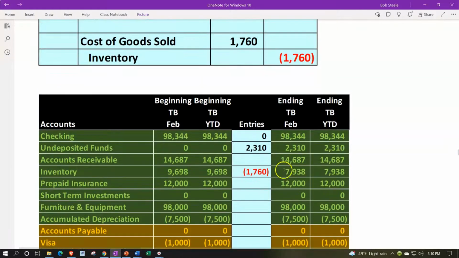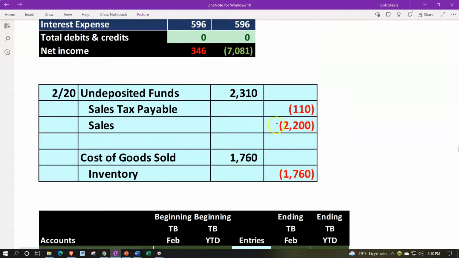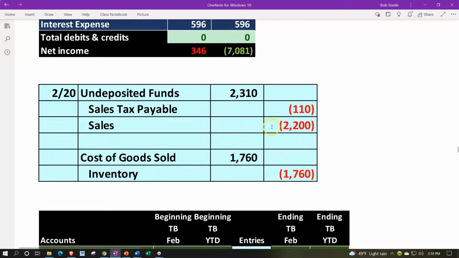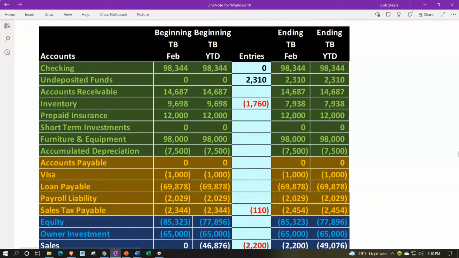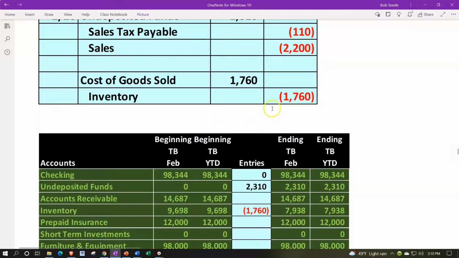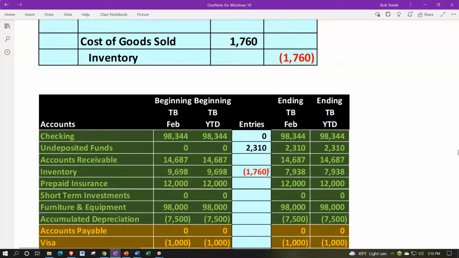So this would be saying that undeposited funds is going up. The other side going to sales is going up down here. We see then the sales tax payable. That's a liability that's going up. We see the cost of goods sold, an expense account, going up. And we see the inventory that is going down.